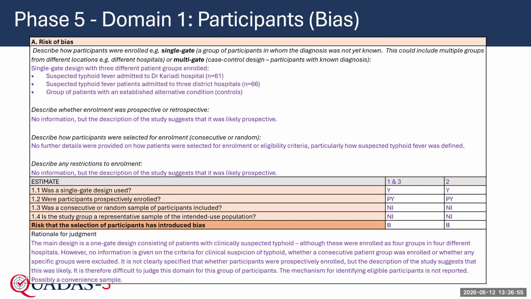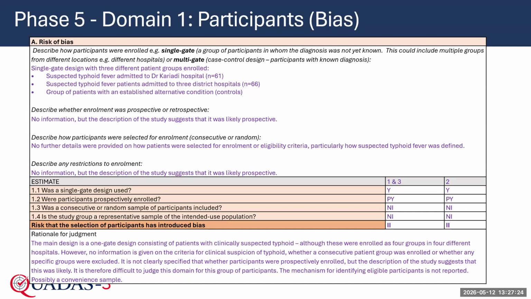And the last bit is about restrictions to enrolment. So no information. Oh, we've got the wrong answer in that bit there, but I don't think we had any information on restrictions to enrolment. And then for each estimate that we've defined that we need to assess this domain for, we have that assessment. So 1 and 3 that we highlighted at the start were going to be the same for participants, and 2 is different because it's the Dr. Cariadi Hospital.